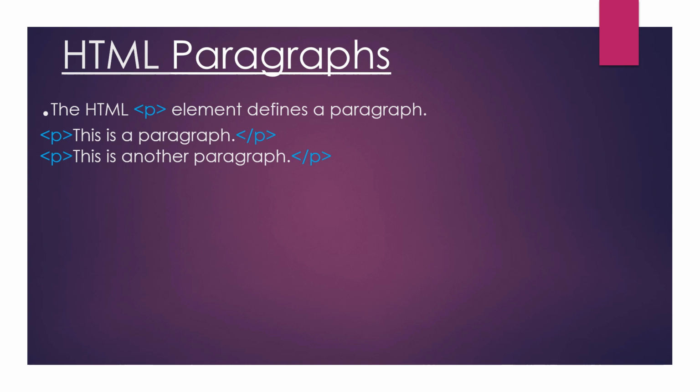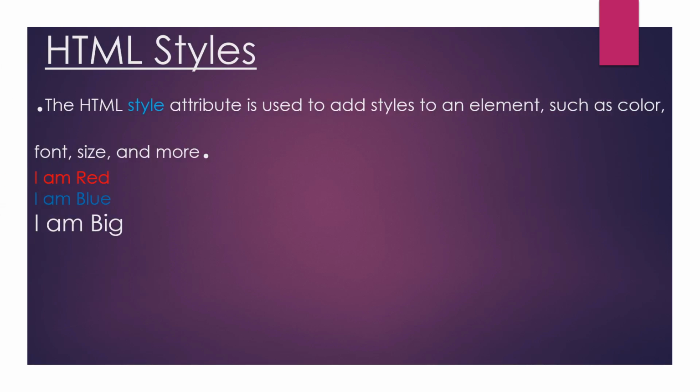So now the last thing we are going to talk about is HTML styles. The HTML style attribute is used to add styles to an element, such as color, font size, and more. We have three methods of implementing styling information in an HTML document. The first one is inline styles, which use the style attribute in the HTML start tag. The second is the embedded style, which uses the style element in the head section of the document. And the third one is the external style sheet, using the link element and pointing to an external CSS file.